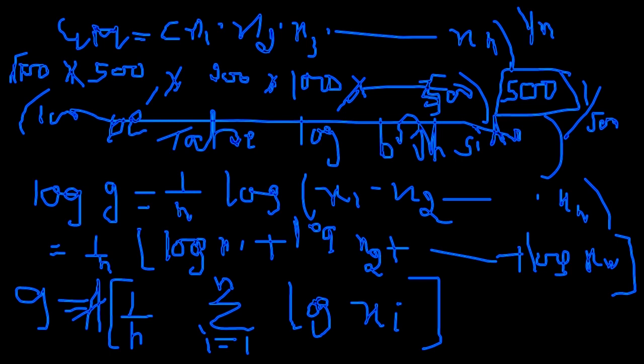Understood? Everyone? This is the formula for the geometric mean for individual data. Whenever you have individual data. Understood? Say yes or no.